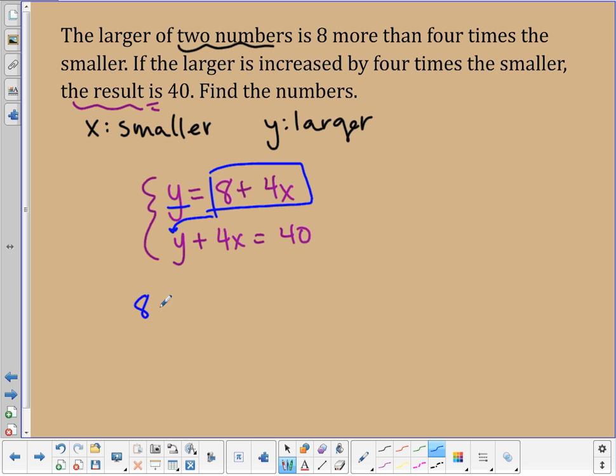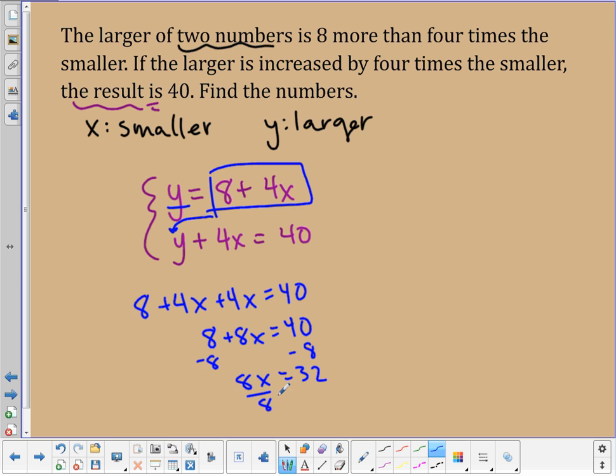So I have 8 plus 4x plus 4x equals 40. That's 8 plus 8x equals 40. And then keep going, subtract the 8. 8x equals 32. Divide by 8. X equals 4. All right, I got one of the numbers. I got the smaller number. Now I need to get the larger number.